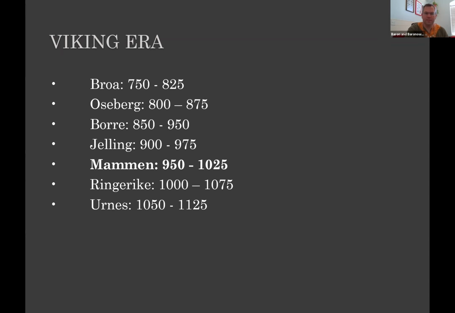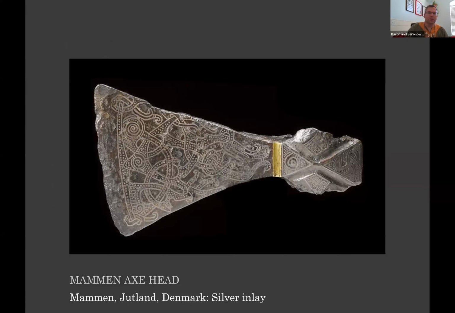Okay, so the Maiman is 950 to 1025. The Maiman is a settlement. It's actually a grave, the Maiman grave in Jutland, Denmark. This is the Maiman axe head, which is what the style is named for. It's iron, or I think iron or steel, and it's inlaid with silver. It's really pretty. It has most of the design elements on it. This is one side of it, which has vegetation designs and flows on it.